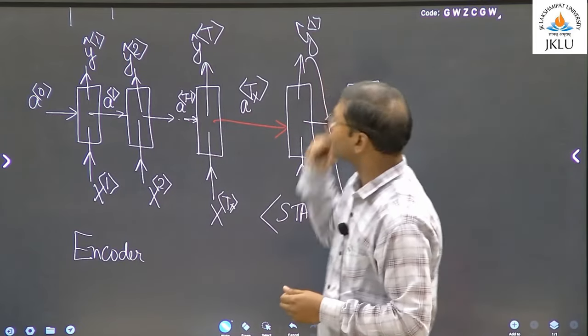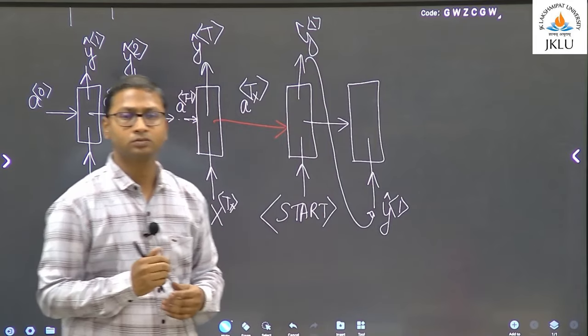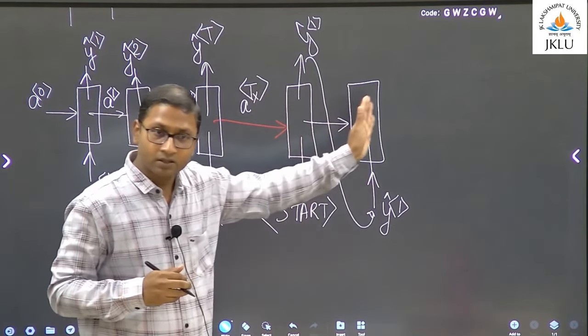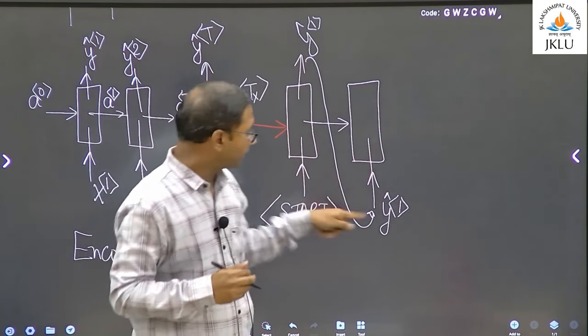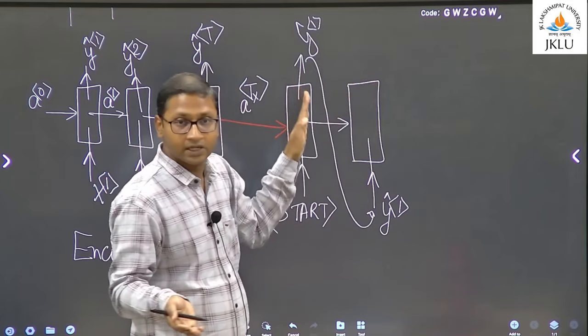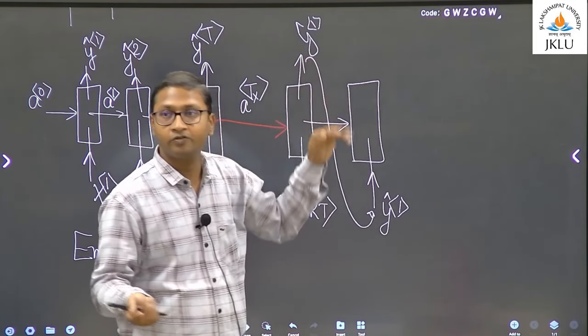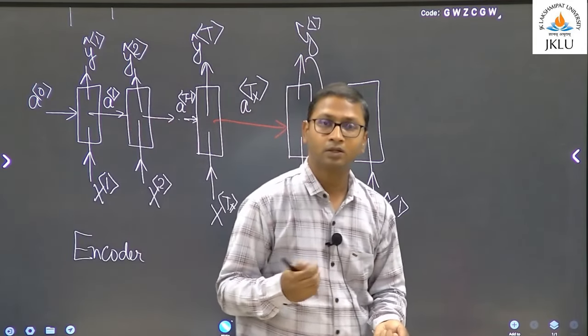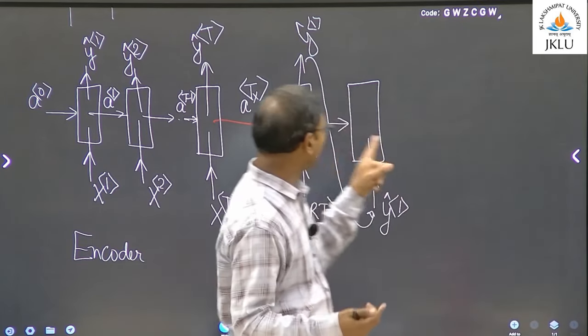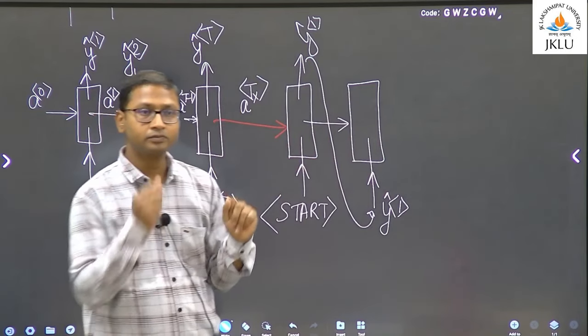So what happens if y hat 1 is super wrong? Then garbage in, garbage out, because this will be garbage in. What do you expect here? Something garbage. So basically from the beginning itself, you are outputting garbage. How do we solve this? I'm talking about training time. How do you solve this?